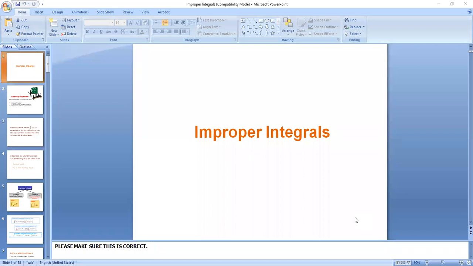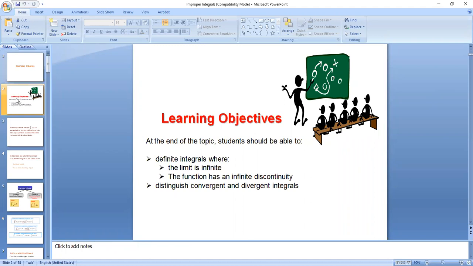Improper integrals. The properties that were discussed minutes ago will mostly be applicable to the usual integral. These are an exception because they are said to be improper. They're not proper integrals. So what are the learning objectives? At the end of the topic, you should be able to evaluate definite integrals where the limit is infinite.